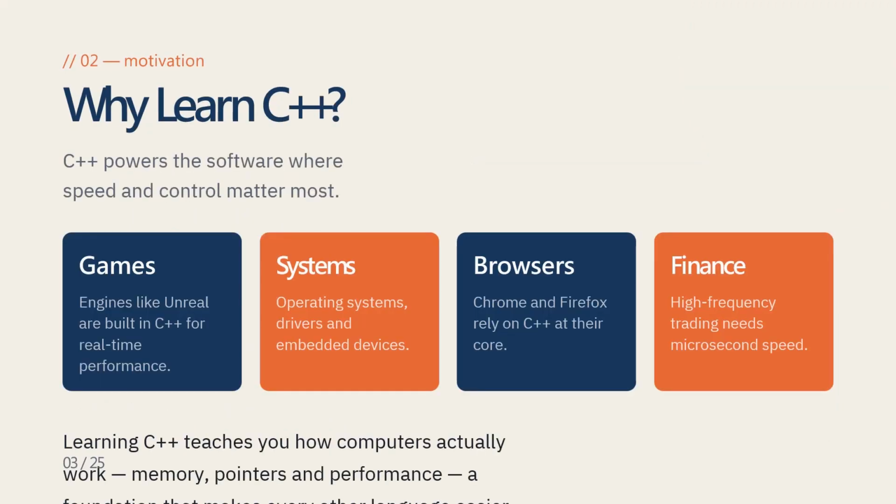Why do we have to learn C++? C++ is one of the fastest programming languages and is used wherever performance is critical. It is widely used in game development, operating systems, web browsers, embedded systems, and financial applications. More importantly, learning C++ helps us understand how memory, processors, and computer systems actually work. Once you master C++, learning other programming languages becomes much easier.